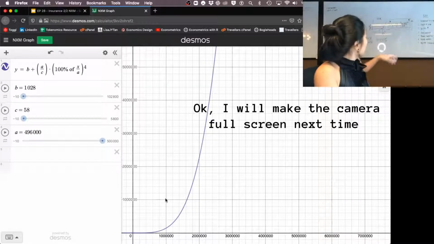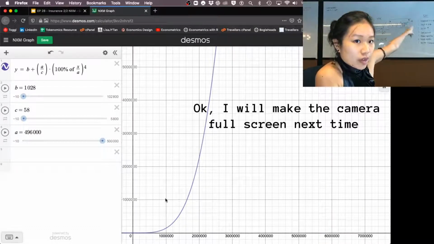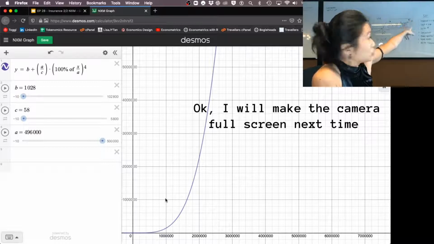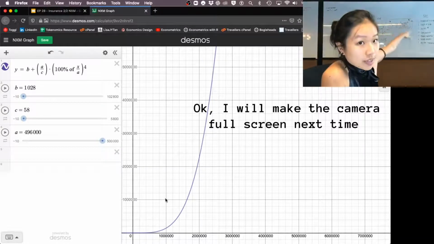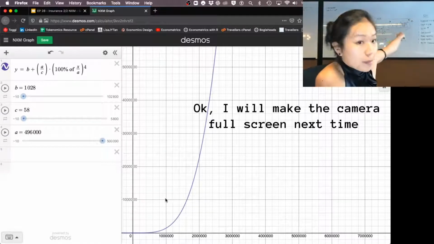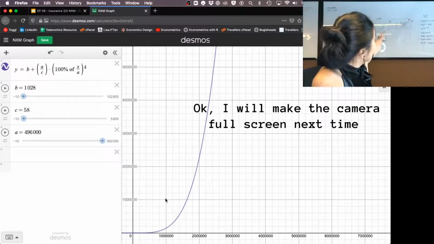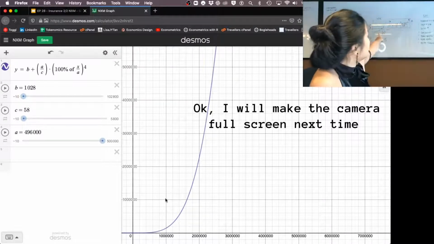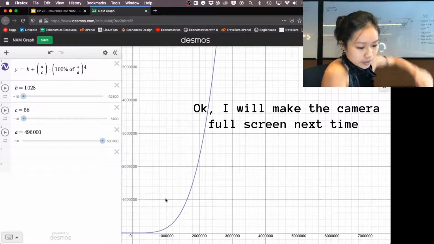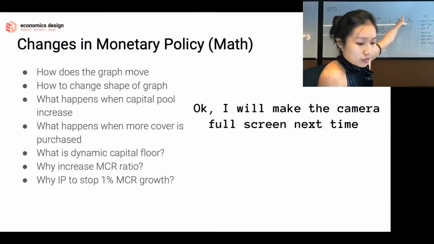So if the capital pool increases, then the entire thing, the capital pool divided by the MCR percentage to the power of 4, increases, and then the entire multiplication variable increases, and so the price of the token increases. That's the general concept of what happens when the capital pool increases.